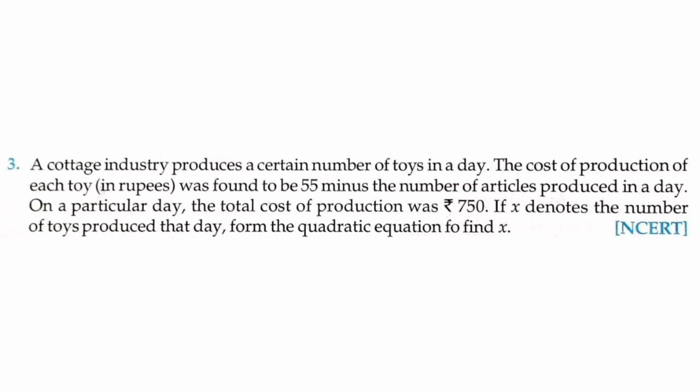3. A cottage industry produces a certain number of toys in a day. The cost of production of each toy in rupees was found to be 55 minus the number of articles produced in a day. On a particular day, the total cost of production was rupees 750. If x denotes the number of toys produced that day, form the quadratic equation to find x.